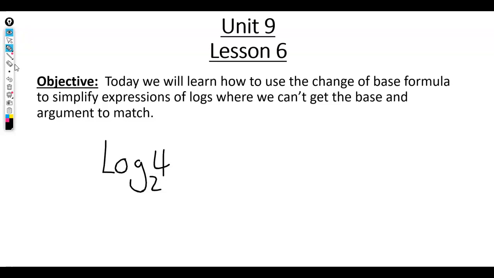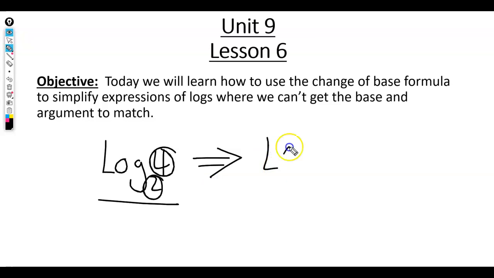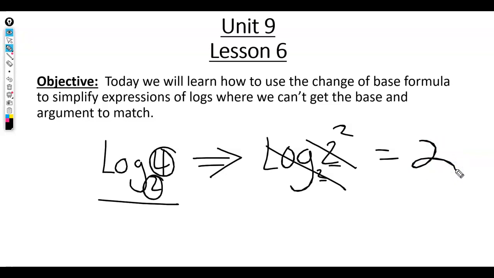Now, we've done problems like this before, right? And the reason we could do those is because we could get the base and the argument to match. All I would have to do is rewrite that logarithm argument to look like this, and then since the base and the argument match, those cancel and my answer would be 2, right? So that's what we learned. However, there are some issues.